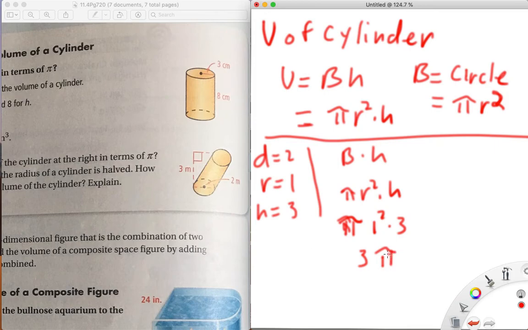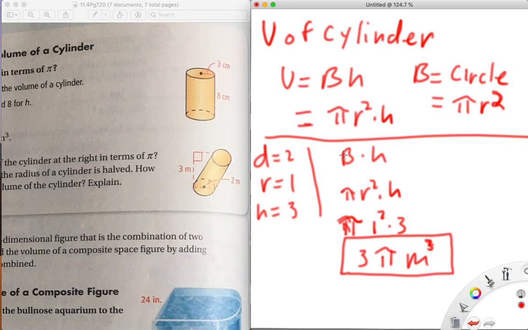So our volume is 3 pi meters squared. Cubed, we're dealing with volume. 3 pi meters cubed.